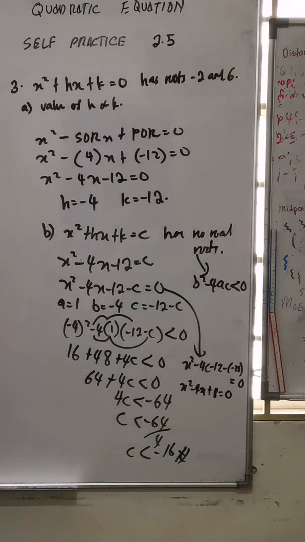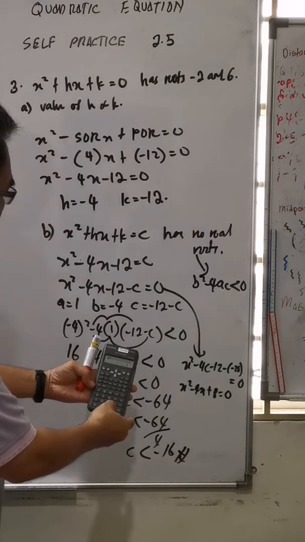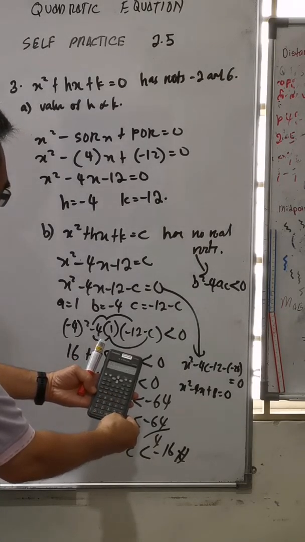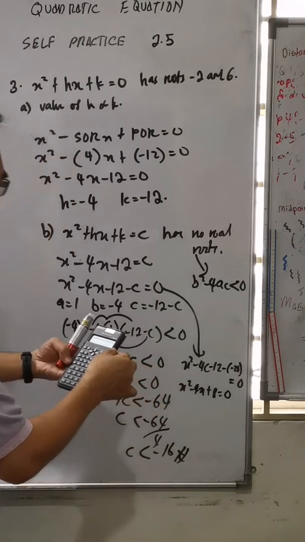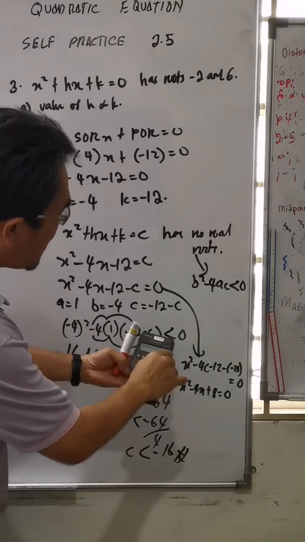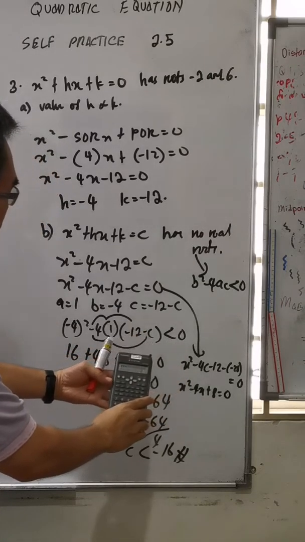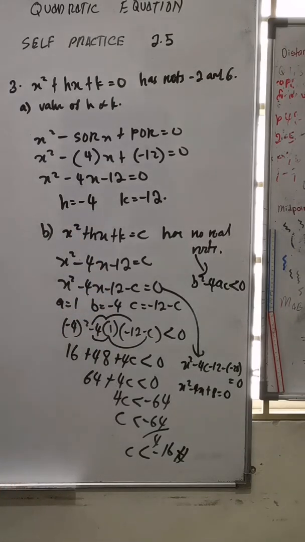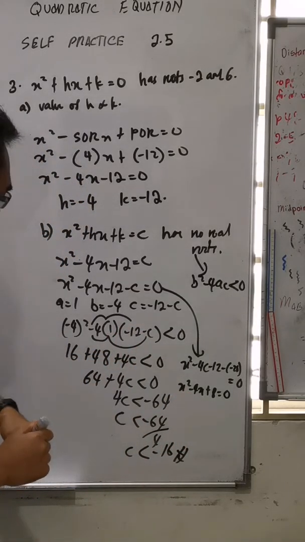Then let's check. So a will be 1, b is negative 4, c is 8. Okay, so we see what is written there: no real root. Capital R there. If you look at your calculator, it means it doesn't have roots, because b squared minus 4ac is less than 0.